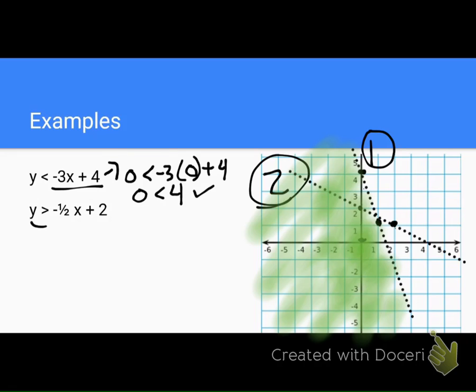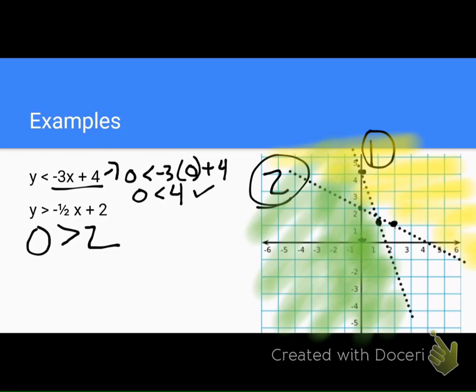Okay, the next inequality, I have a greater than sign. So I want to shade above the line, right? So over here, for my second line, I will shade above it. And again, I can check with (0, 0). If I plug in 0 here, I get 0 is greater than 2, which is not true. So I shouldn't include the origin. That means I don't want to shade down here. That would be wrong. So I need to shade the opposite side up here.